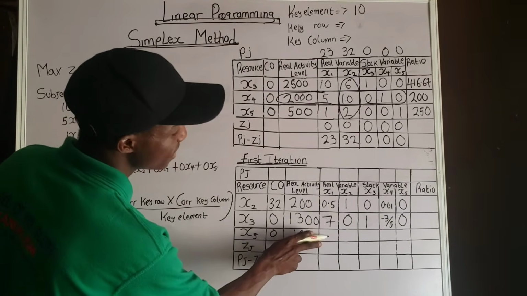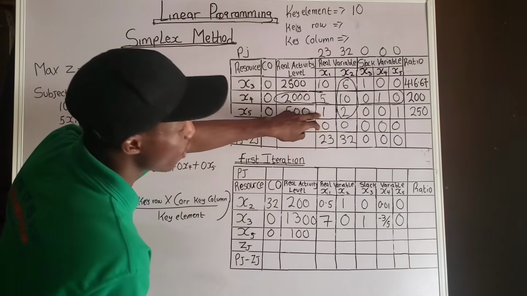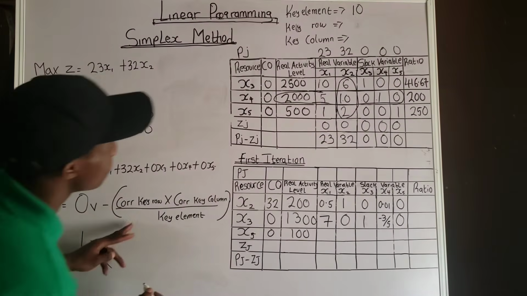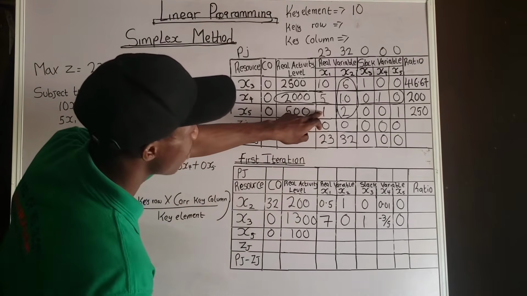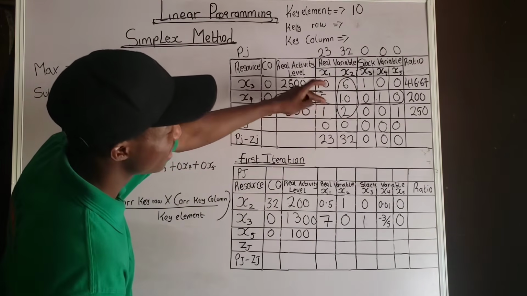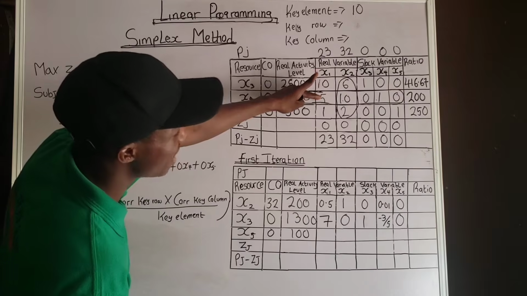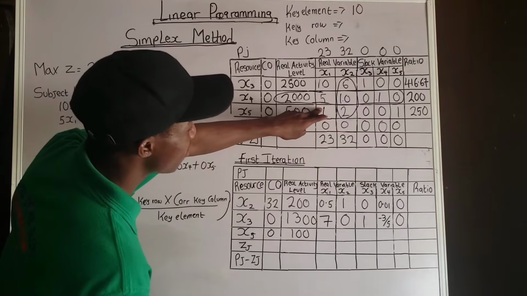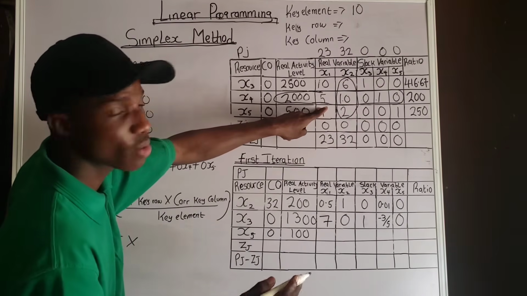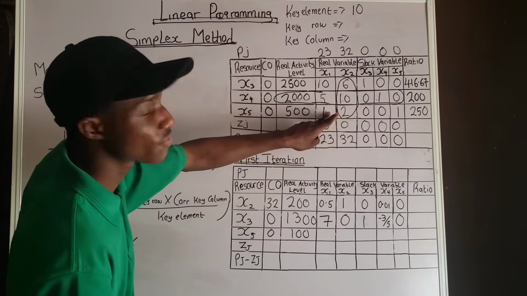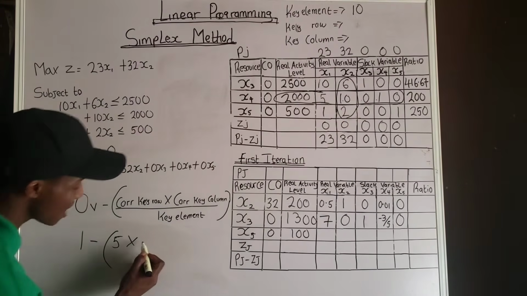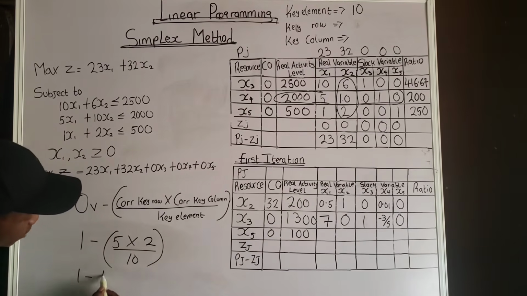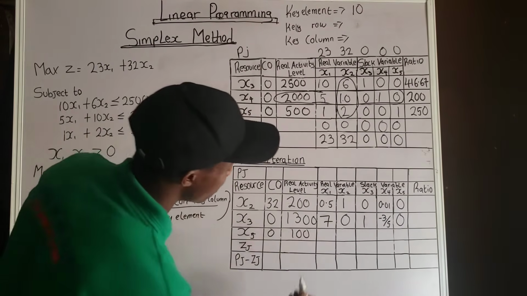So to get the new value of these cells, don't forget that the old value is what? 1. So I'm going to have the old value, which is 1, minus the corresponding key row element. I'm going to trace it upward from this 1 to the key row element. So the corresponding key row element is 5. So I'm going to have 5 multiplied by the corresponding key column element. I'm going to trace it from this 1 to the key column element. The element that corresponds to 1 from the key column is 2. So I'm going to have 5 multiplied by 2 all over 10. If you punch your calculator, you're going to get 1 minus 1. That is what? 0.